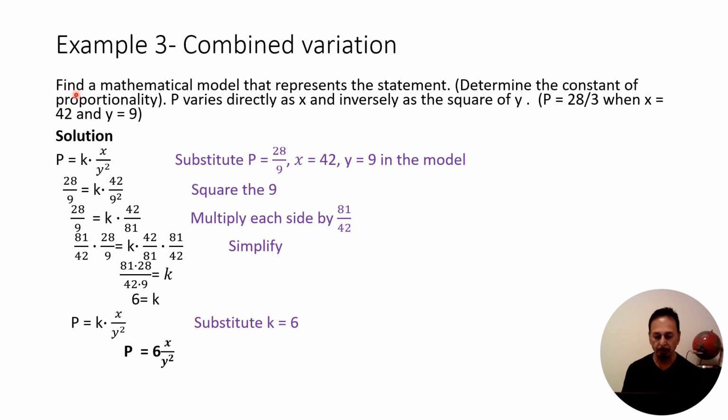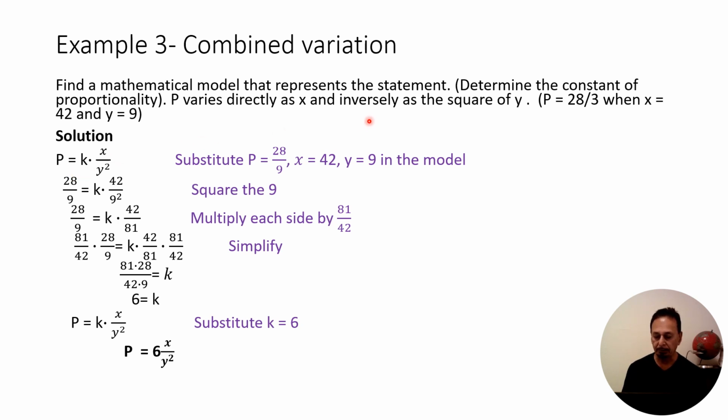Example 3. Find a mathematical model that represents the statement. Determine the constant of proportionality. P varies directly as x and inversely as the square of y. P equals 28 over 9 when x is 42 and y equals 9. So let's translate. P varies directly as x, so we write P equals k times x.